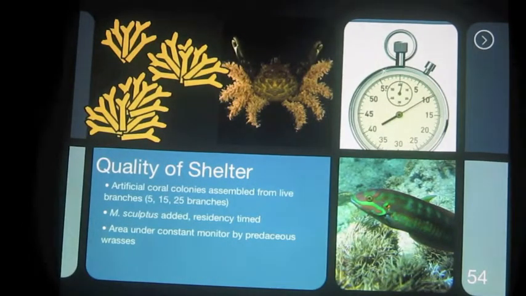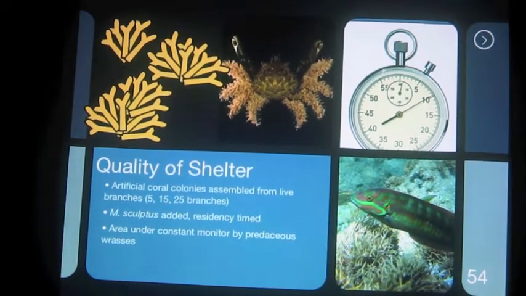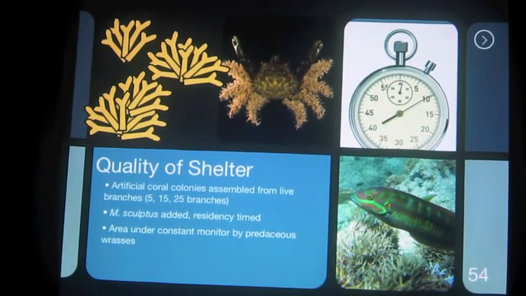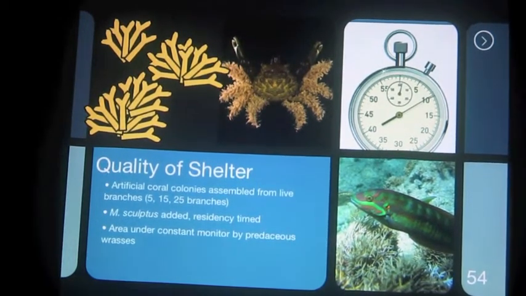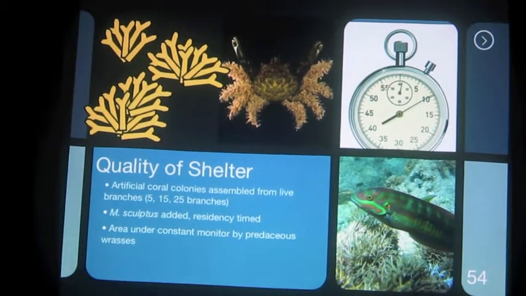So I was curious about quality of shelter. What are the crabs benefiting? Well, one thing, as you would know from swimming around out here, is the world is filled with little wrasses. And wrasses will eat anything that you give them the opportunity to eat, right? So if a crab is exposed, wrasses will eat it.